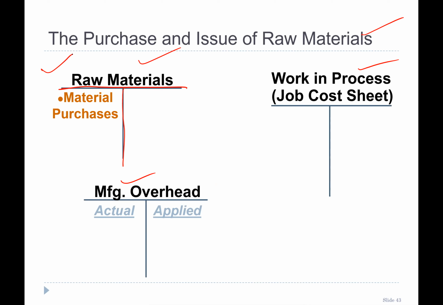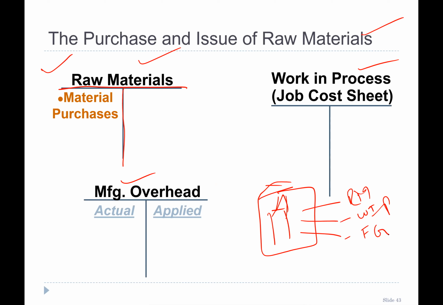So in a company warehouse, there is an inventory system, and that inventory system tracks or records three kinds of inventory: raw material, WIP, work in progress, and FG, finished goods, right?